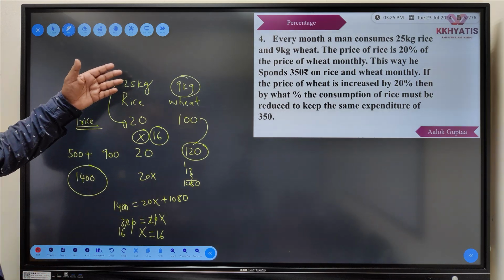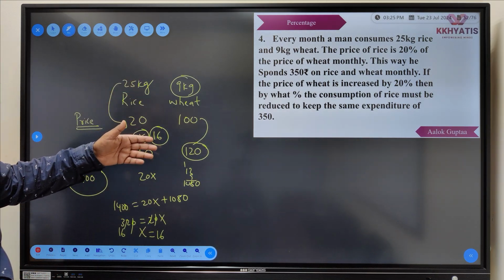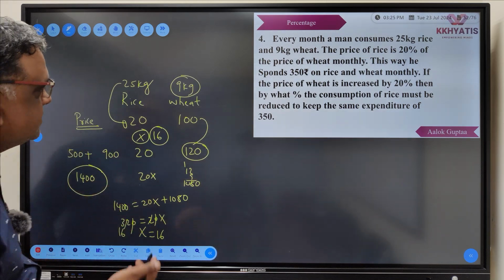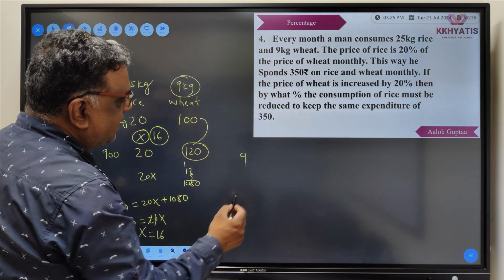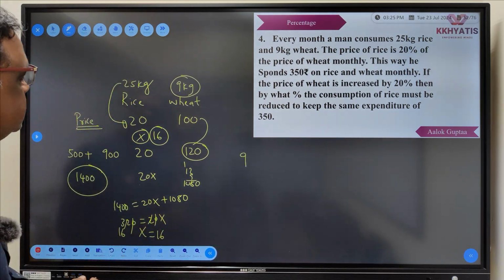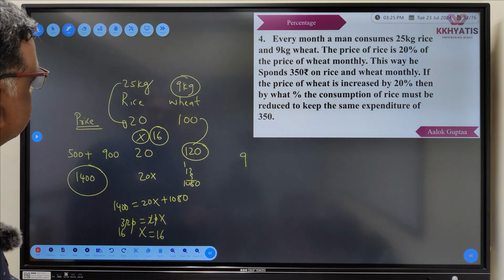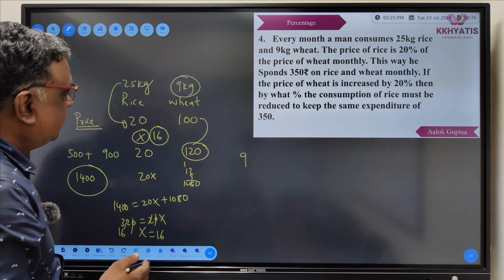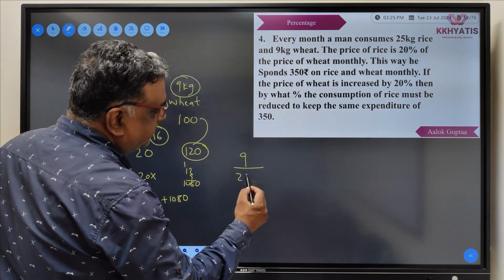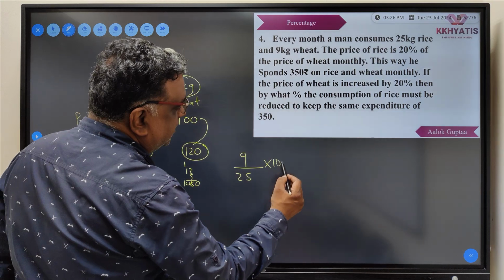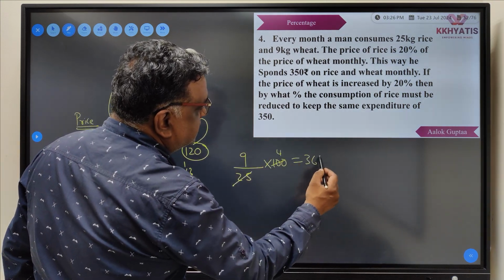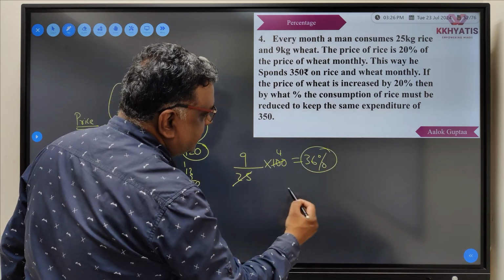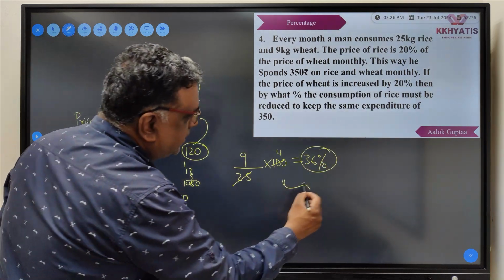Earlier it was how much? 25 kgs. Now it has reduced to 16 kgs to keep the expense the same in both the cases. So it got reduced by how much? It got reduced by 9. Correct? 25 became 16, so the reduction is 9, on how much? On 25, into 100. So he should reduce his consumption by 36%. That is the answer. Understood?